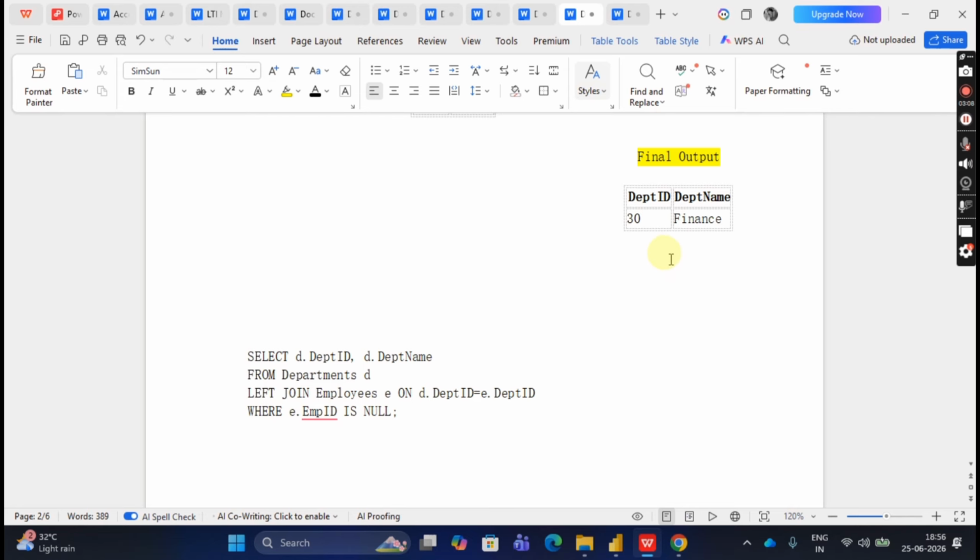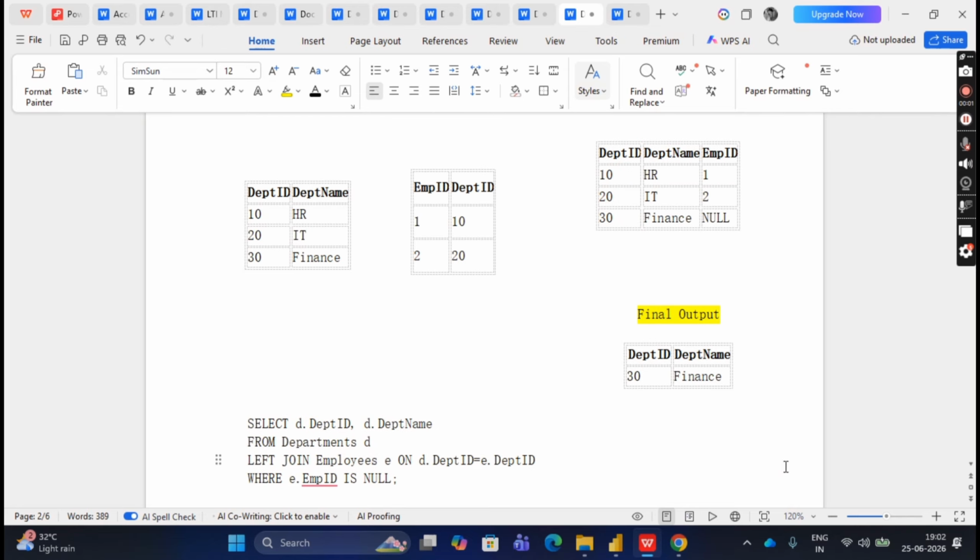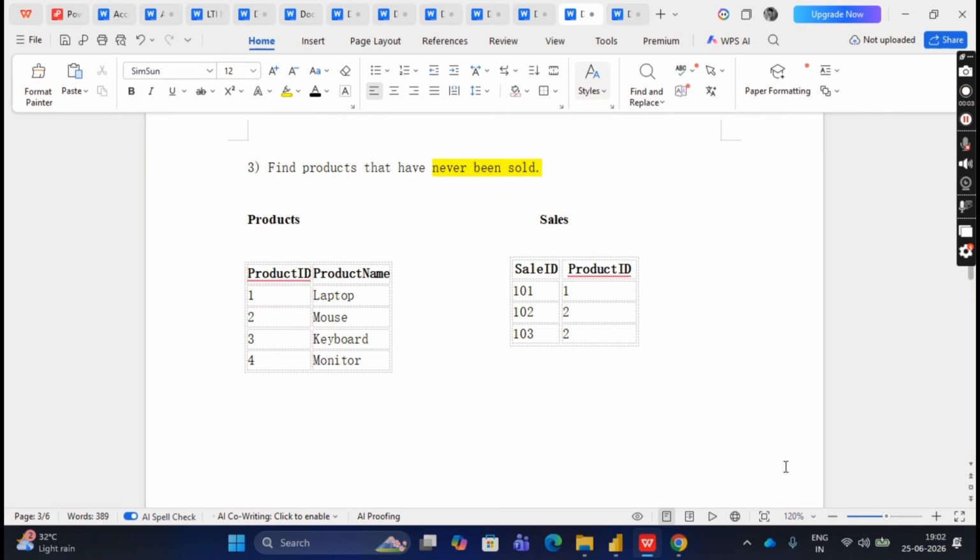Okay. So coming to the next problem: find the products that have never been sold. So it is a similar kind of problem in left join. I'll leave it to you. You guys do it and write it in the comment section. Okay, so I'll just explain it. We have a products table and a sales table, and there are product ID and product name in the products table, and we have sales ID and product ID in the sales table.